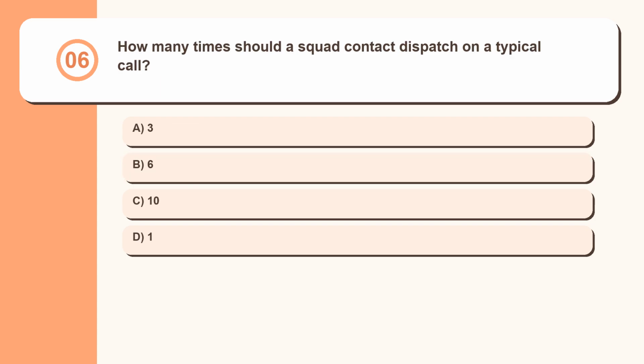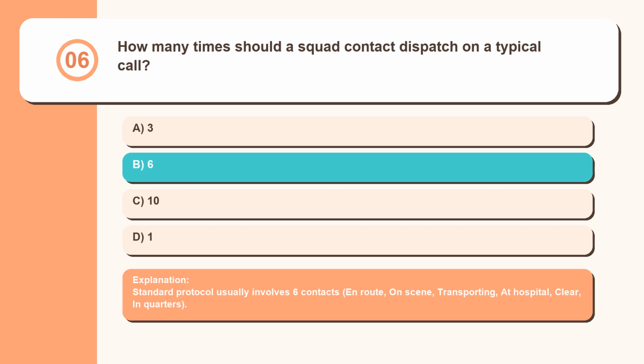Question 6. How many times should a squad contact dispatch on a typical call? 3, 6, 10, 1. Standard protocol usually involves 6 contacts: en route, on scene, transporting, at hospital, clear, in quarters.